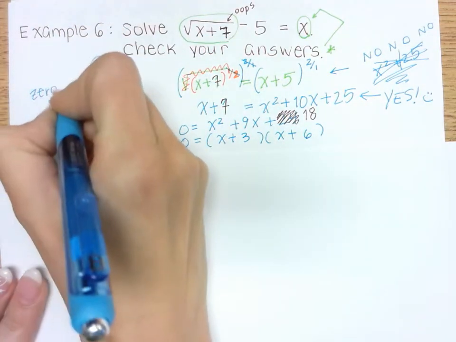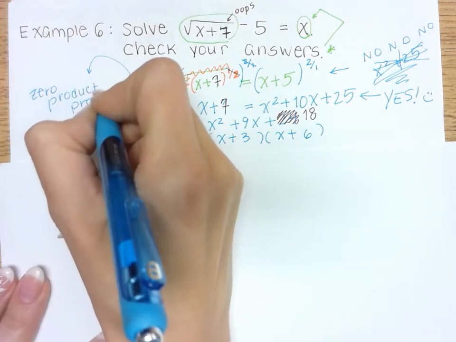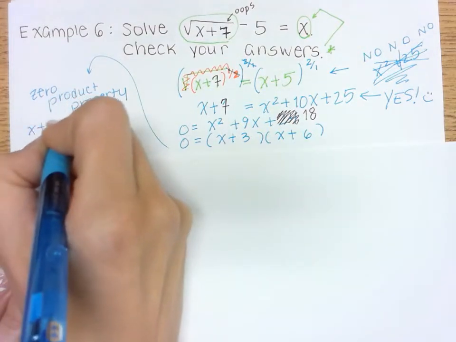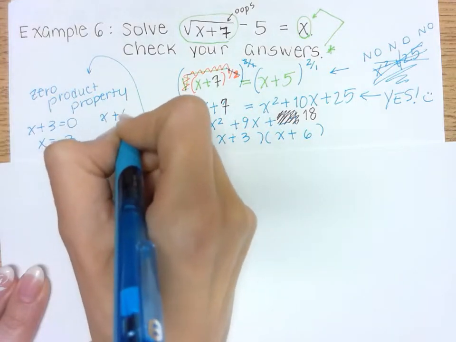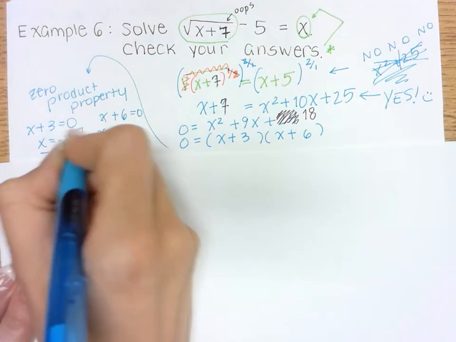zero product property. That's going to be x plus 3 equals 0, so x equals -3, and x plus 6 equals 0, so x equals -6.